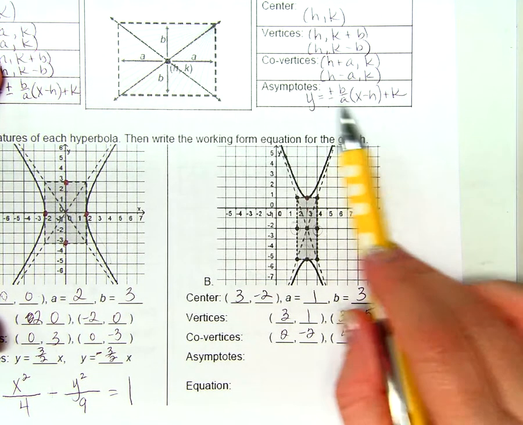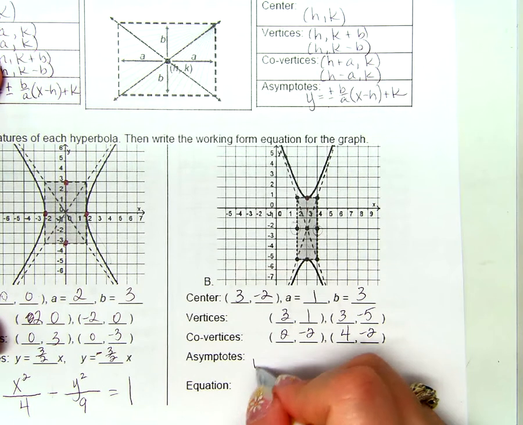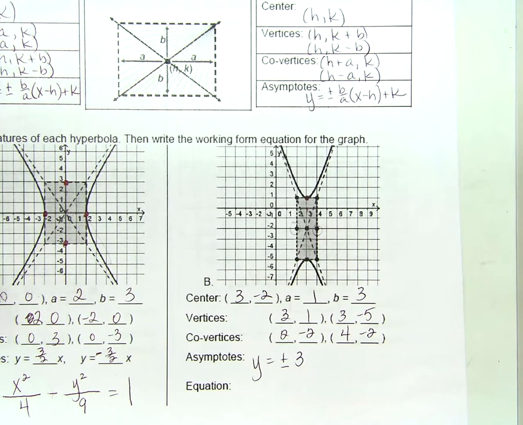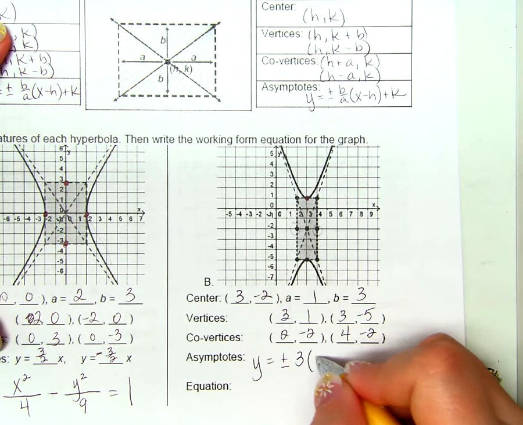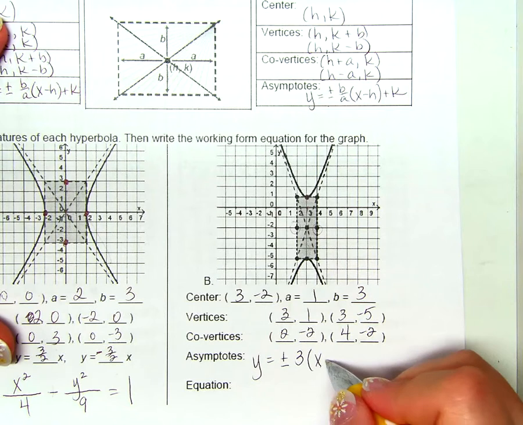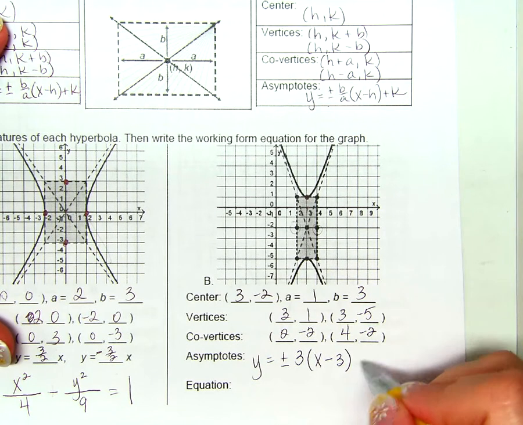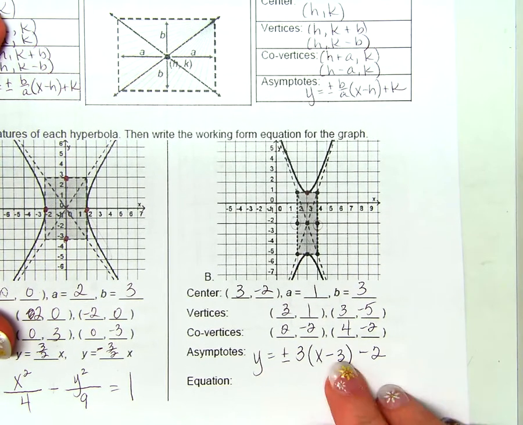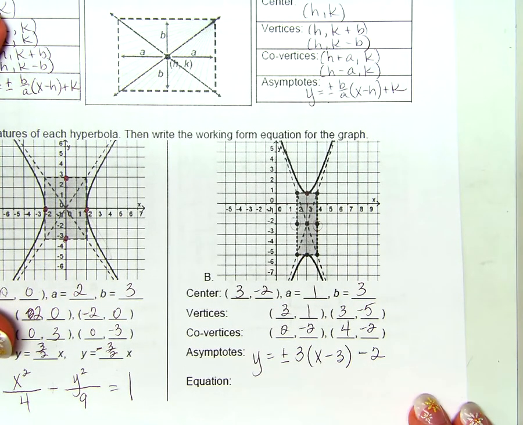Let's use our formula this time for the asymptotes. Y equals plus or minus B over A. 3. But I said B over A. How come you didn't tell me a fraction? Because it's 3 over 1. Could we put 3 over 1 if we wanted to? Yes. Do we have to? No. X minus H. So X minus 3 plus K, minus 2. It would be plus a negative 2, right? Could we put plus a negative 2? Absolutely.